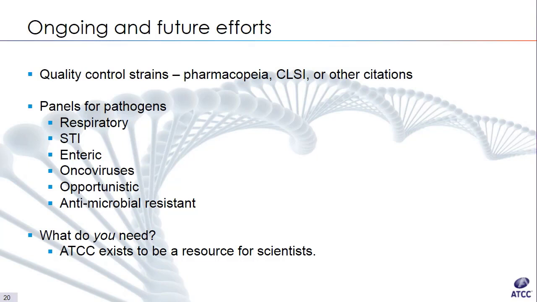Our current work is primarily focused on quality control strains, those cited by a pharmacopoeia, the Clinical Laboratory Standards Institute, or another recognized authority. We're also continuing to make new pathogen preparations to support different areas of development. What comes next after that will be based on your feedback. ATCC exists to be a resource for science, so we want to know what it is that you need. What would make your work easier, faster, less costly? Please let us know.